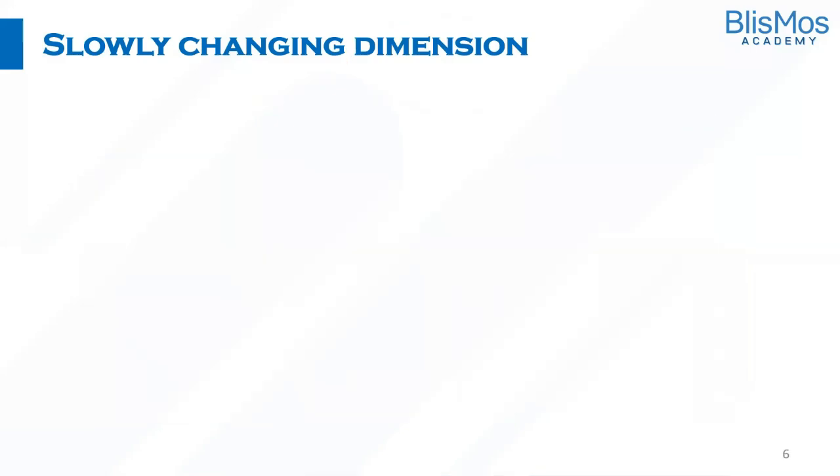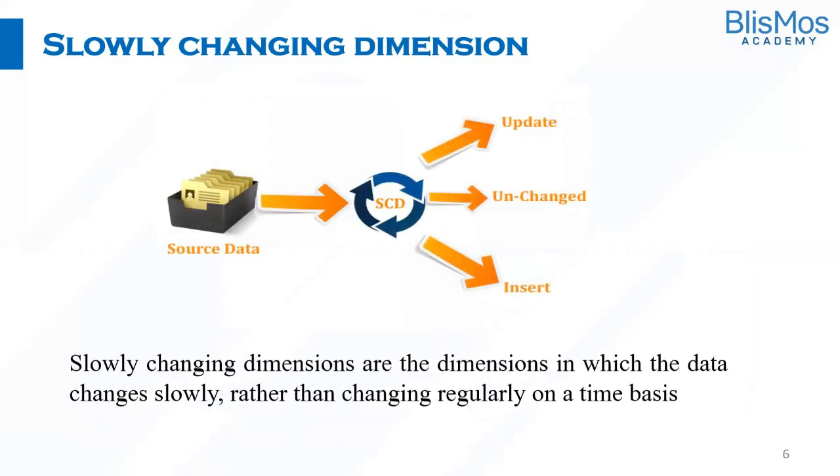So what is a slowly changing dimension then? Slowly changing dimensions are the dimensions in which the data changes slowly rather than changing regularly on a timely basis. All I'm trying to say is, until now we are saying the data is non-volatile, as compared to the databases, but data does change in a data warehouse. That is called slowly changing dimensions.